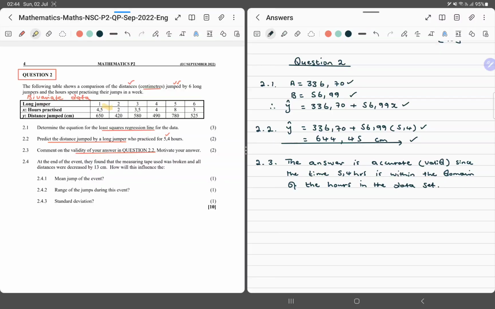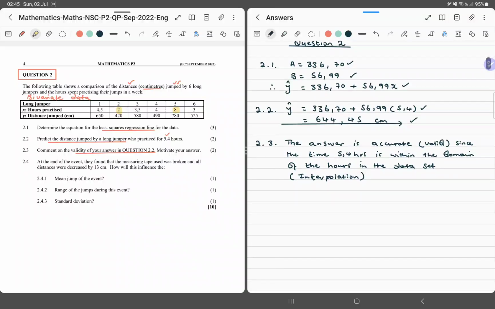So if you look here, you will see that the smallest is 2 hours and the largest is 8 hours, and 5,4 falls within that domain. So essentially this is the so-called, if you think about it, you can write in brackets that this is an interpolation. So you want to display that you really have the knowledge of this topic. All right, great. So here you will be given a mark for saying it is accurate and for your reasoning, as comprehensive as it is.